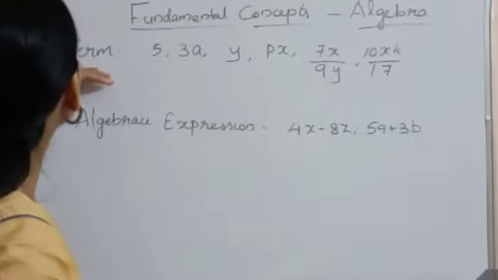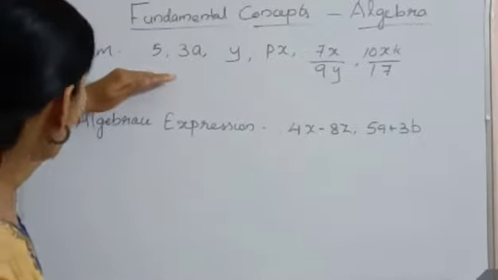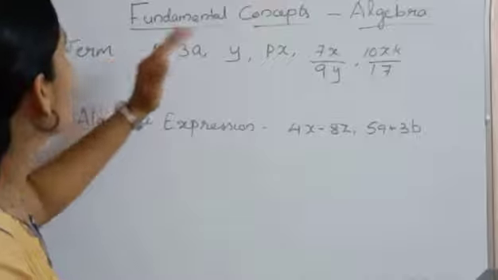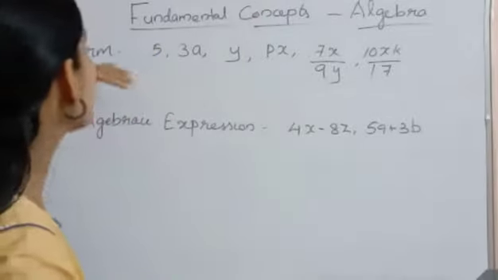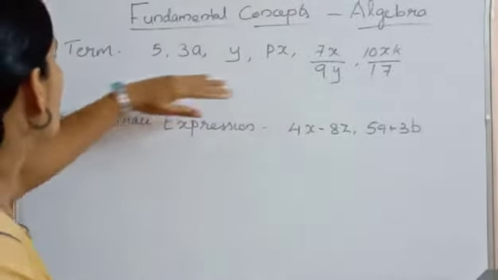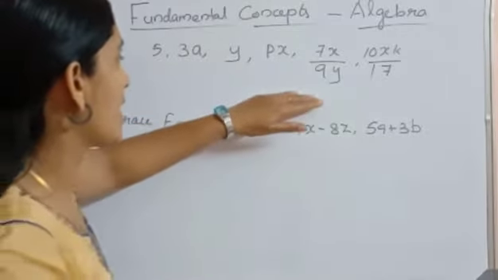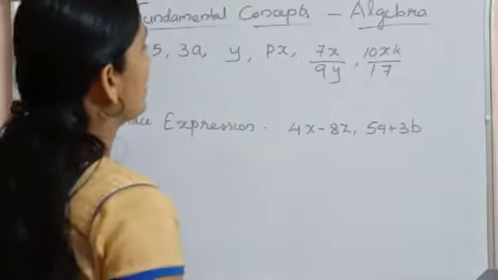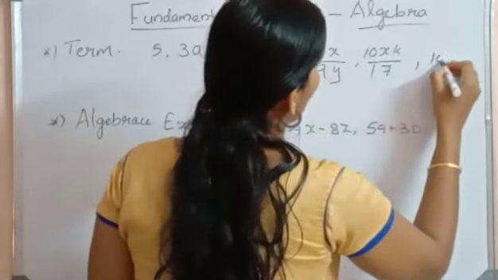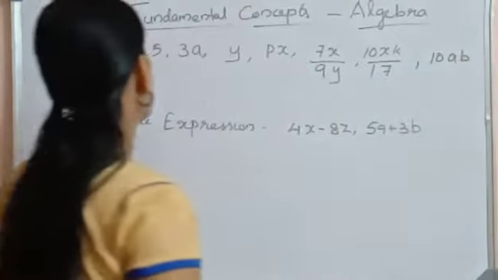Next is a term. A term is a constant, that's a number, or a variable, or a combination of those two. So those are called terms. Let's consider some examples: 5, 3a, y, px, 7x/9, 10xk/17, or 10ab. These are examples of terms.